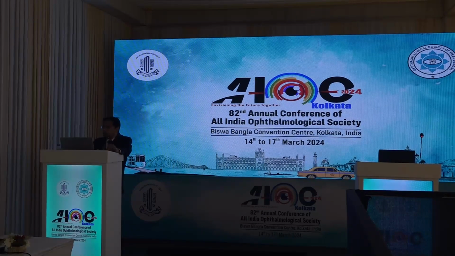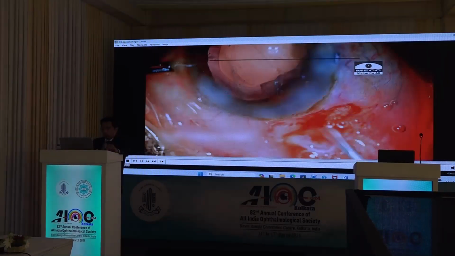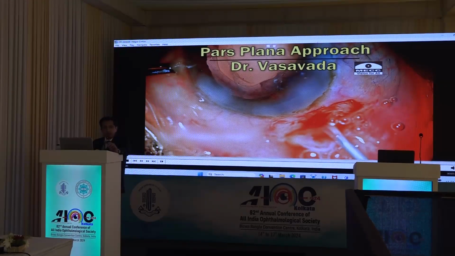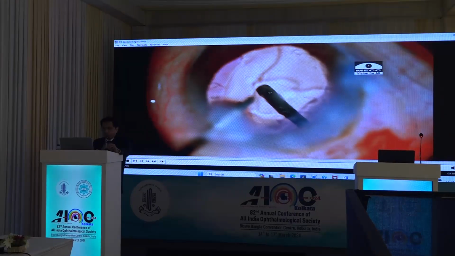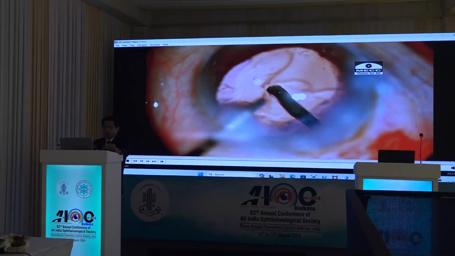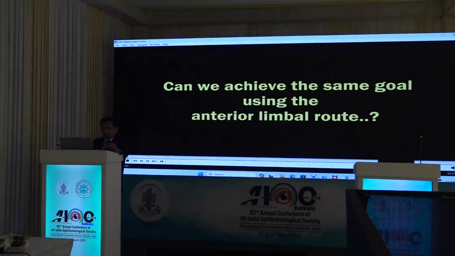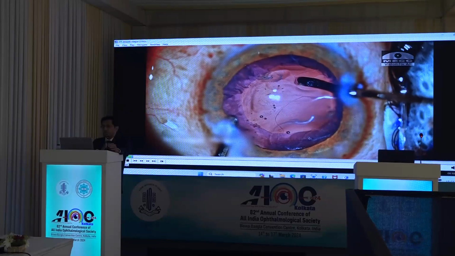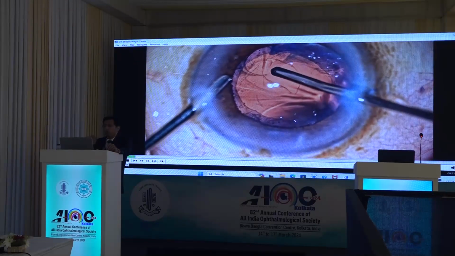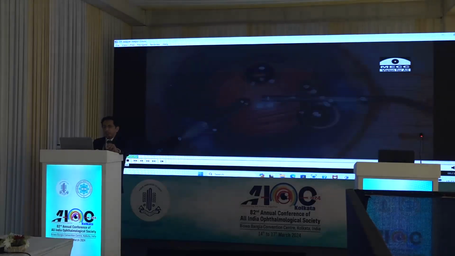And moving on to my second topic here. Dr. Vasavada has very beautifully demonstrated that, by going through the pars plana way, we can prevent the enlargement of the posterior capsular tear. It is technically not so difficult, but when you're doing surgery under topical anesthesia, it becomes a little bit cumbersome for us to give a block, but you have to do it. But my idea is, can we achieve the same goal by going through the limbal approach itself? And if so, what are the principles we need to apply? So, how can we achieve the same advantages?